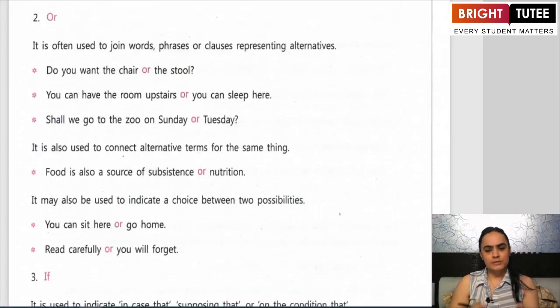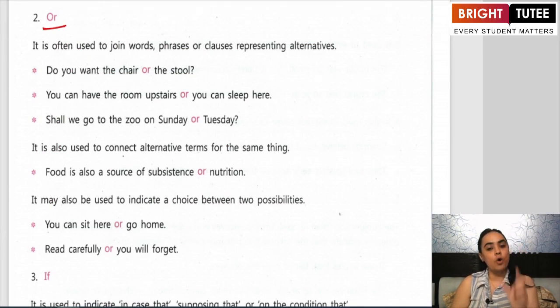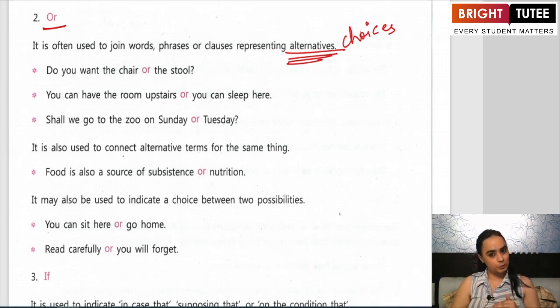So one of the simplest, or the easiest conjunctions that we use often is or. And why do we use or? We use or to join words, to join phrases, or to join clauses which represent alternatives. Alternatives means choices. So, or is used in those sentences wherein we have to choose one of the two things which is given in the sentence.